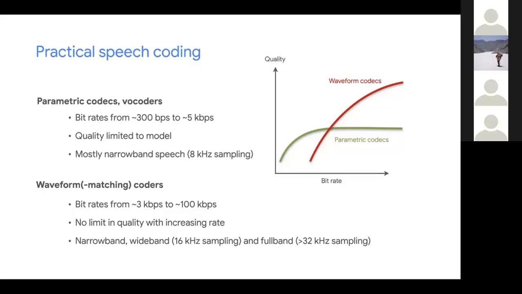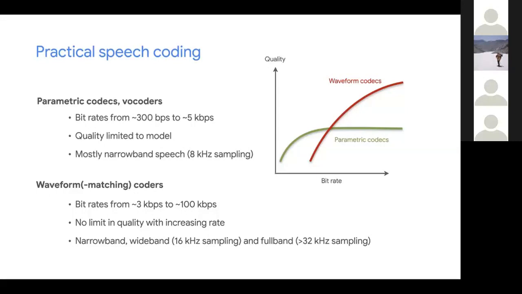The other class are the classical waveform coders. So for instance, just taking PCM, you take the sample and you quantize each sample. The idea is to match the waveform, get the incoming samples coded as well as possible. So in that sense, the more bits you get, the closer you get to the actual incoming wave. There is no limit in quality if you define quality as fidelity, because if you get infinite rate, you get perfect reconstruction of the incoming wave.